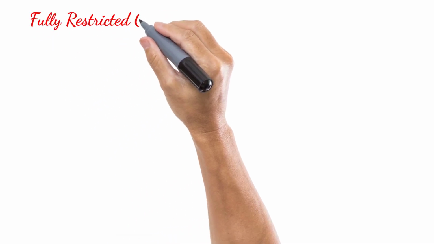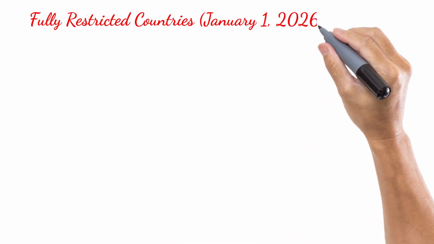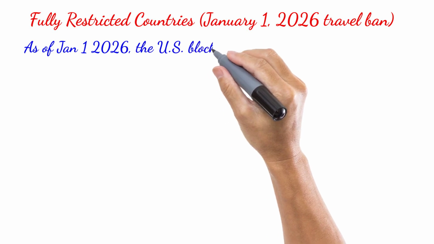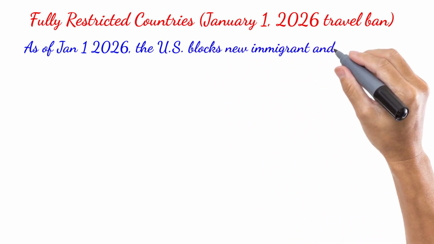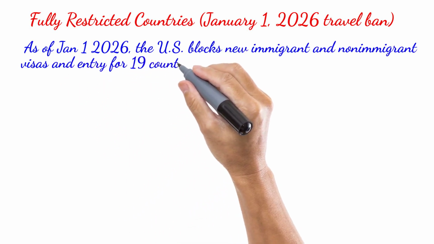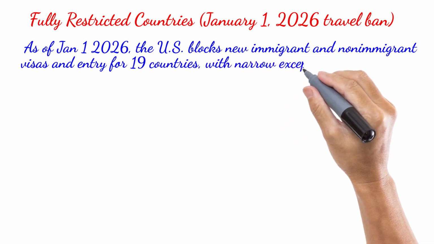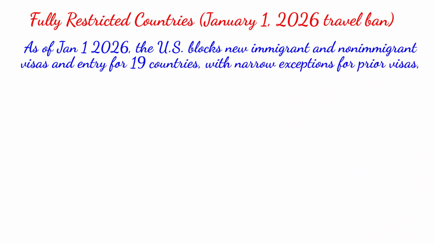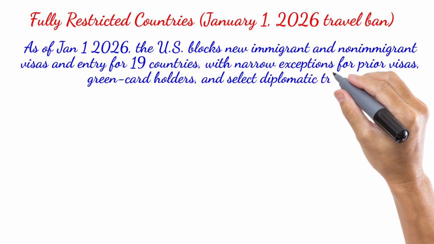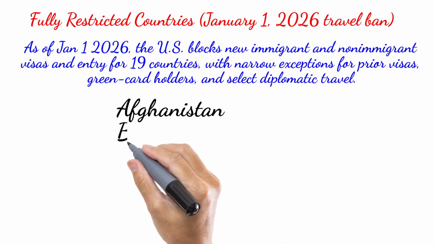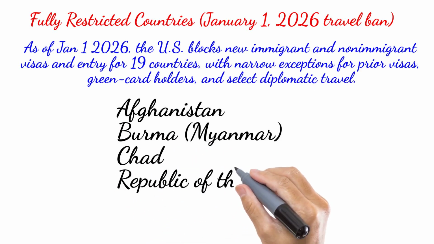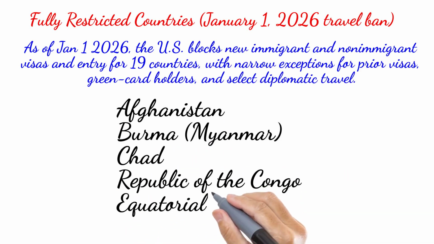Here's the current list of countries whose nationals are subject to full U.S. visa and entry restrictions under the latest presidential proclamations, effective January 1, 2026, meaning new immigrant and non-immigrant visas generally cannot be issued to these citizens, and entry is suspended subject to limited exceptions, for example, lawful permanent residence, valid visas issued prior to the effective date, some diplomatic travel. These fully restricted countries are Afghanistan, Burma, Myanmar, Chad, Republic of the Congo, and Equatorial Guinea.